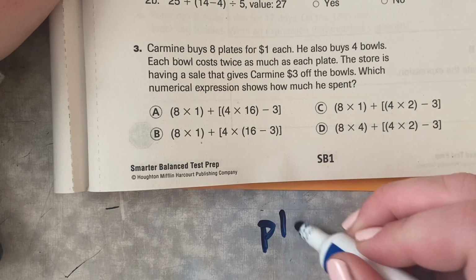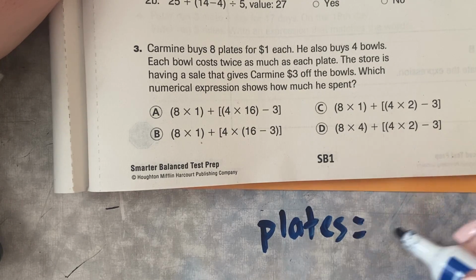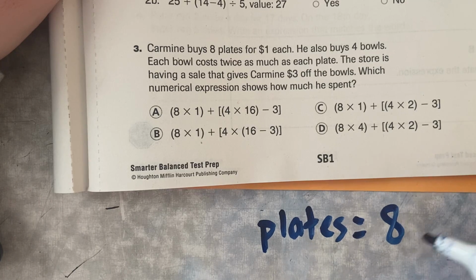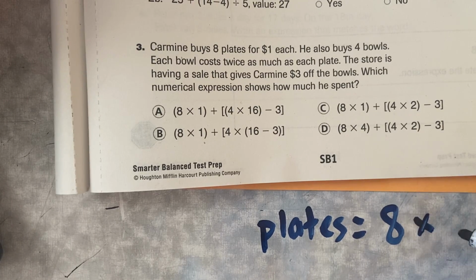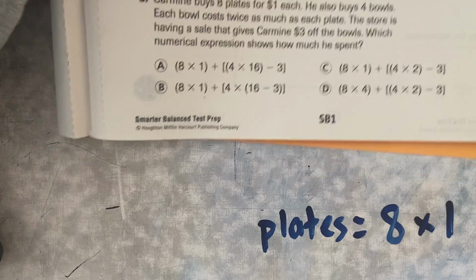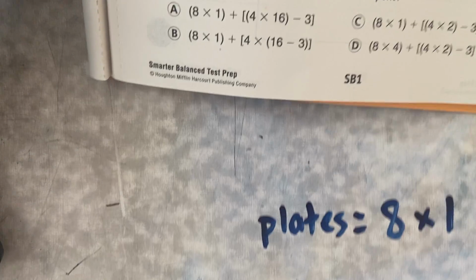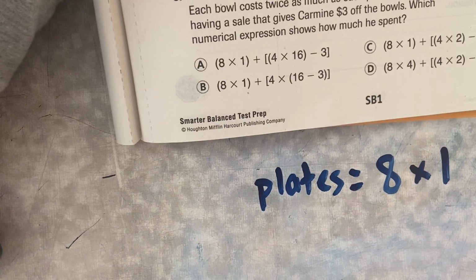All right, so in my notes, I'm going to write plates equals 8. There's 8 of them, and they're $1 each, and "each" is a word that makes me think of multiplication. And so 8 plates times $1 each will give me the amount that it would cost for me to buy these plates, right? Let's see if I can move this up here. There we go.